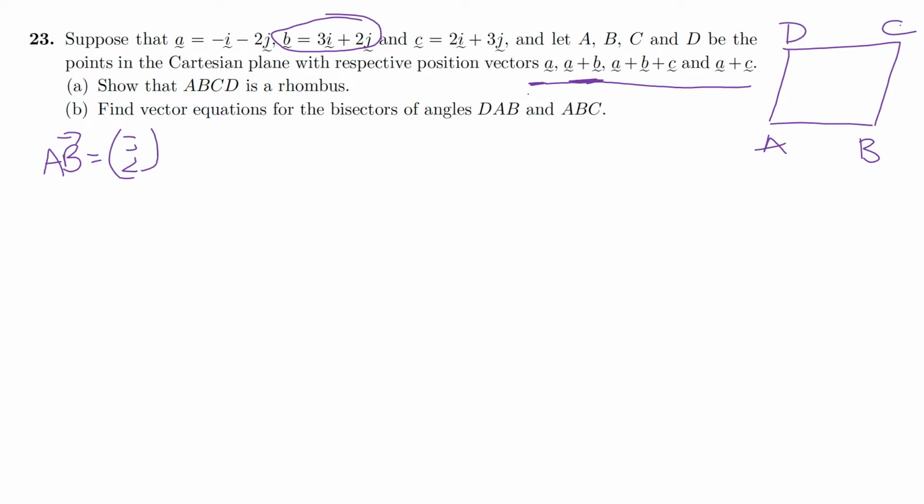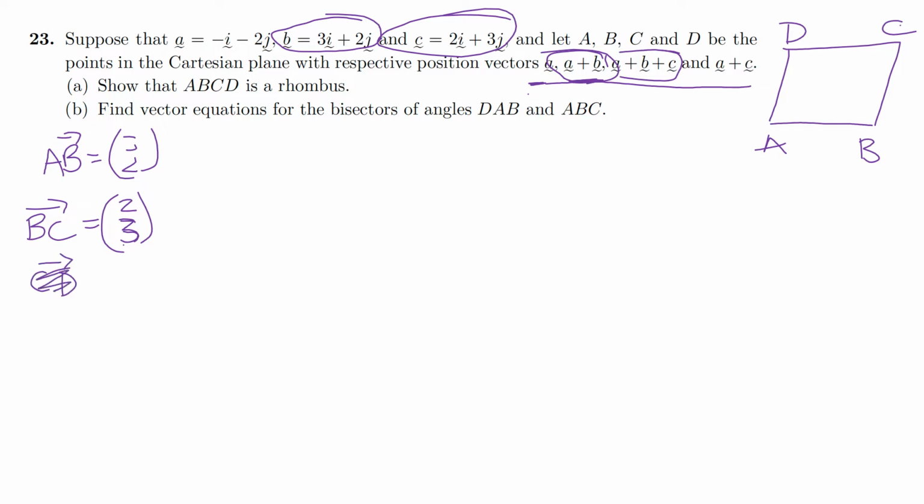Okay, I also want BC. So again, for BC, I want to take C, take away B. So that just leaves me with C, and C is 2, 3. All right, so that looks good because they're not a pair. That's BC, so now I'm going to look at CD.